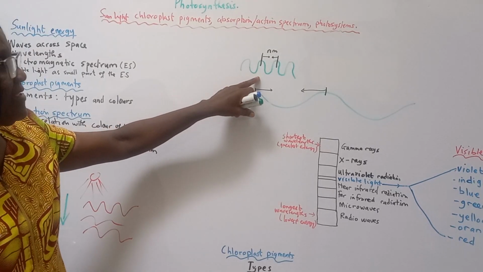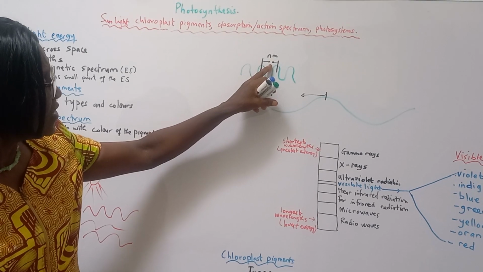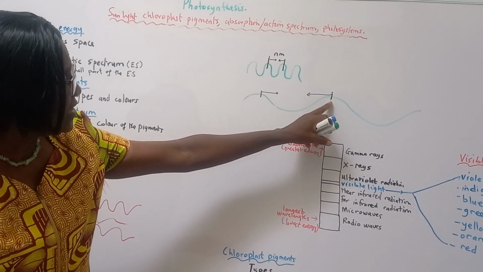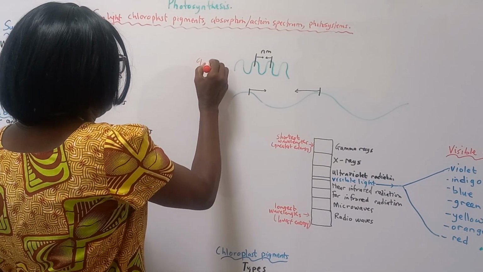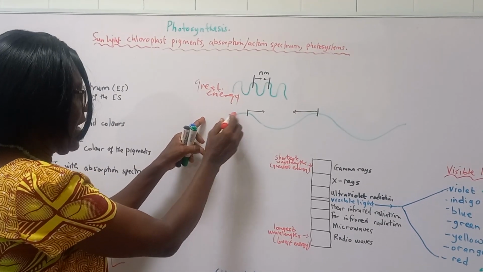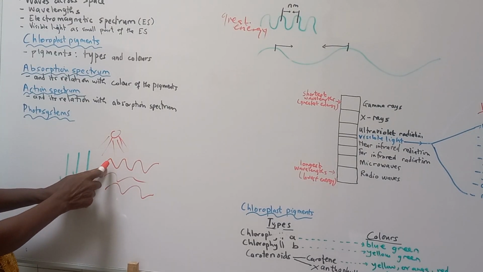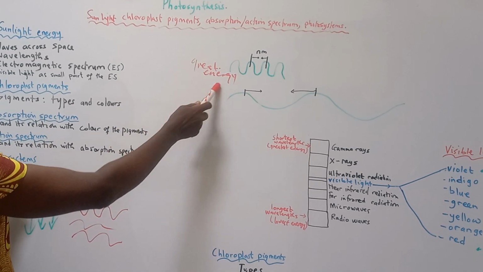A wavelength is the distance between two successive crests. This has a short wavelength, this has a big wavelength. Short wavelengths have great energy, and those that have bigger wavelengths have low energy. So for the radiant energy of sunlight, the shorter the wavelength, the greater the energy.